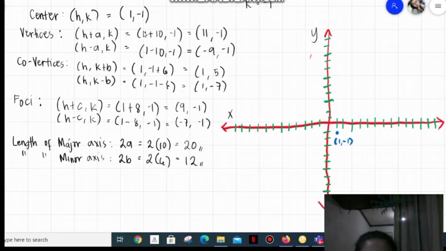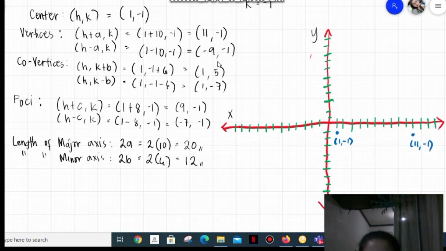And then next is yung ating mga vertices na ating ilocate. So, the vertices is (11, -1). So, positive 11: 1, 2, 3, 4, 5, 6, 7, 8, 9, 10, 11. So, 11 and then negative 1, so bababa ka ng isa. So, nandito si (11, -1). This is 11 and then negative 1.